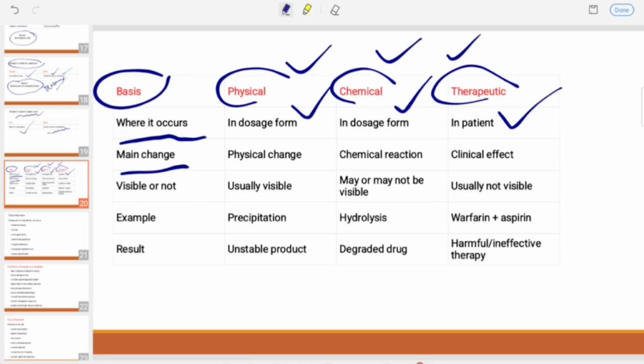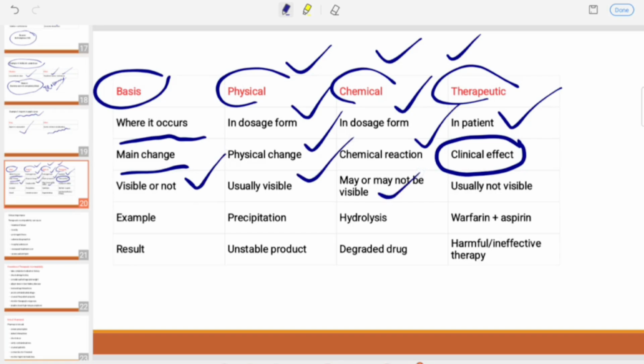Main change: here there is a physical change, here there is a chemical change, and here there is no chemical or physical change, but there is an unexpected effect we can see during the therapy, that is the clinical effect. Visible or not? Physical is usually visible. Chemical may or may not be visible, but here it is not visible. We can only identify the therapeutic response coming from the patient.